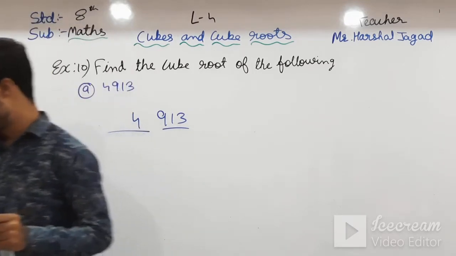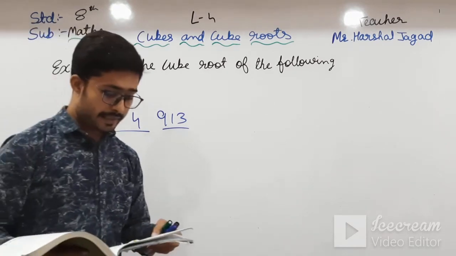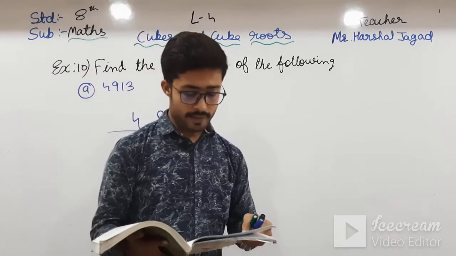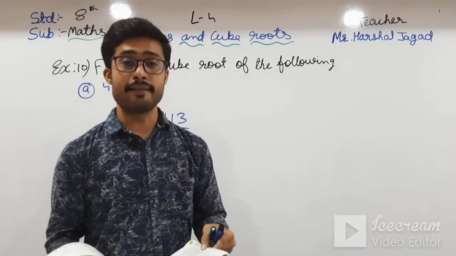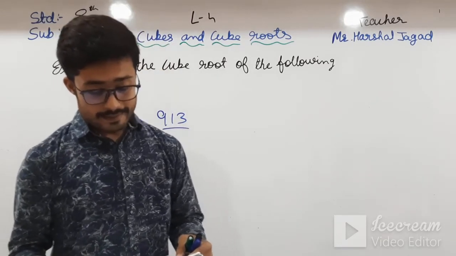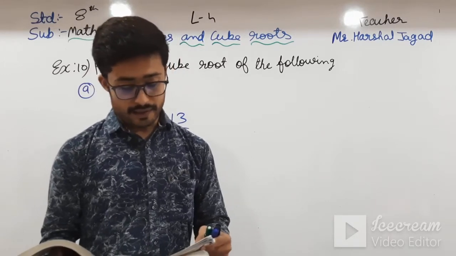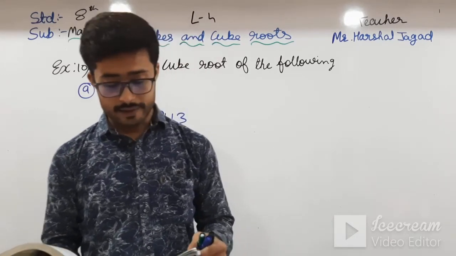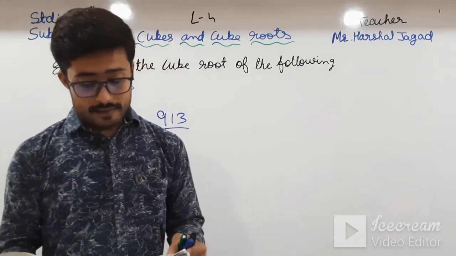Okay students, next, third point, that is, in the case the unit digit of the cube is 3, the digit at the unit place of the cube root has to be 7. That we have seen in the table number 14. Now consider the second group, 4. The largest cubic number less than 4 is 1. So the 10th digit of the cube root is 1.